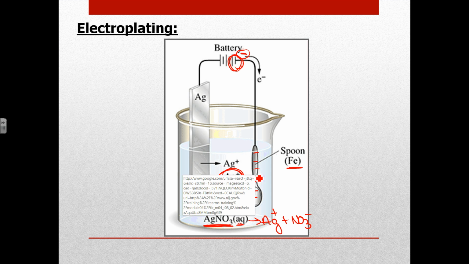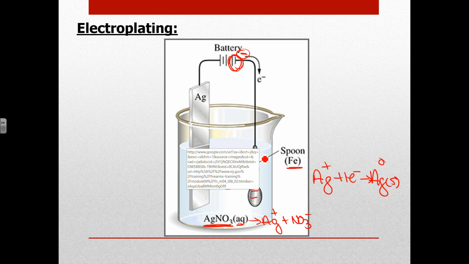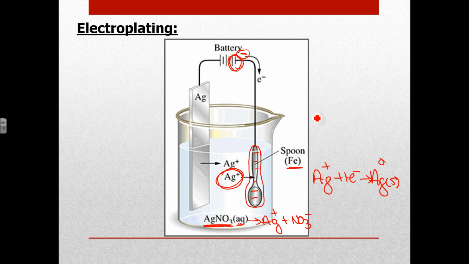If this spoon is negatively charged, then the silver will come over to it, be attracted to it, absorb one of the electrons, and form silver solid. So along the whole outside of your spoon, the longer you leave it on, the more silver you're going to have attached to the outside. And that's how they silver plate jewelry, silverware, whatever you would want to silver plate. And it makes things a little bit more accessible.